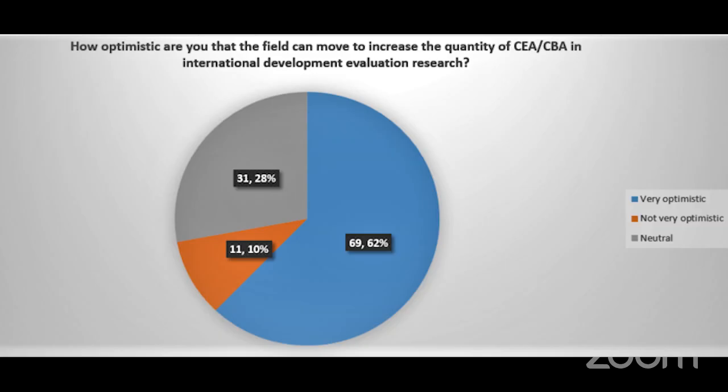Okay, thanks, Katherine. That's excellent. Lots of ideas there. So Constantine, you get to weigh in last. Actually, I'm going to poll the audience one more time. We are interested in knowing how optimistic you are about whether the field can move forward to increase the quantity and quality of CEA and CBA evidence in international development evaluation research. So we want to know how optimistic you are about the prospects here. So Constantine, I'm going to give you the opportunity to close out thoughts. What's needed to drive the field forward?